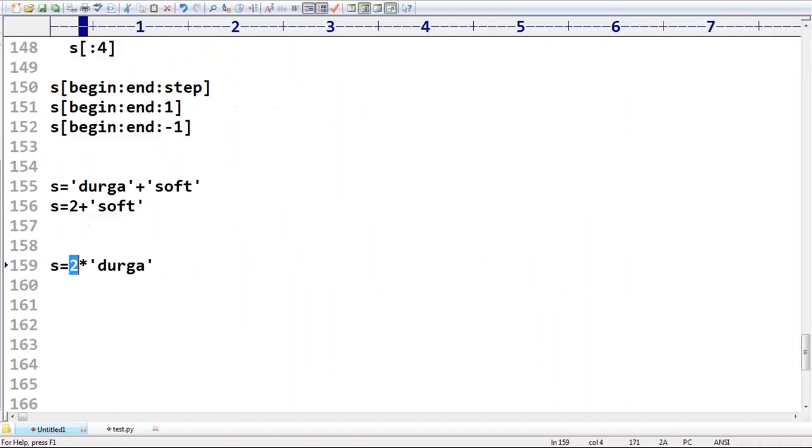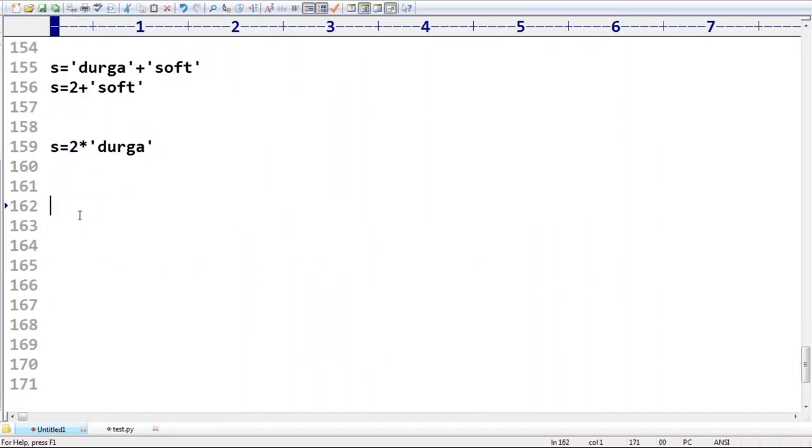Remember that, so plus and star, these operators we can apply for string type. The first one is the plus operator, the second one is the star operator. Happily we can apply these for string type, no problem at all. If you want to apply the plus operator for strings, both arguments should be string type only. If you want to apply the star operator for strings, one argument should be string type and the other argument should be int type. Remember that. Clear for all of you, right?